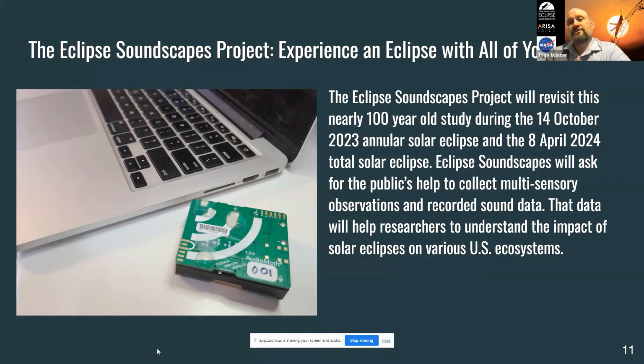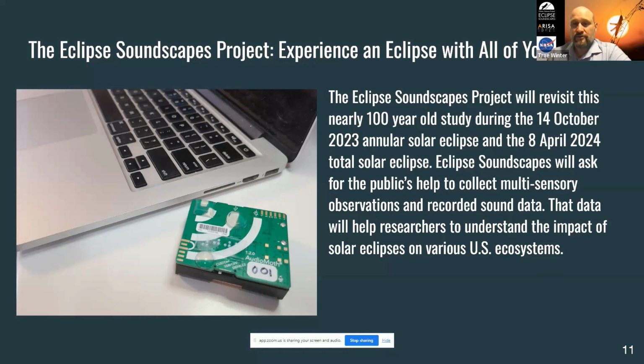And by using the data of the sounds that are being recorded, soundscape ecologists, people who study the sounds that animals make in different habitats and what those sounds mean for the animals, what they're doing, are they under stress, what conditions are they undergoing, will use all of that data to determine how the eclipses impact life on Earth.